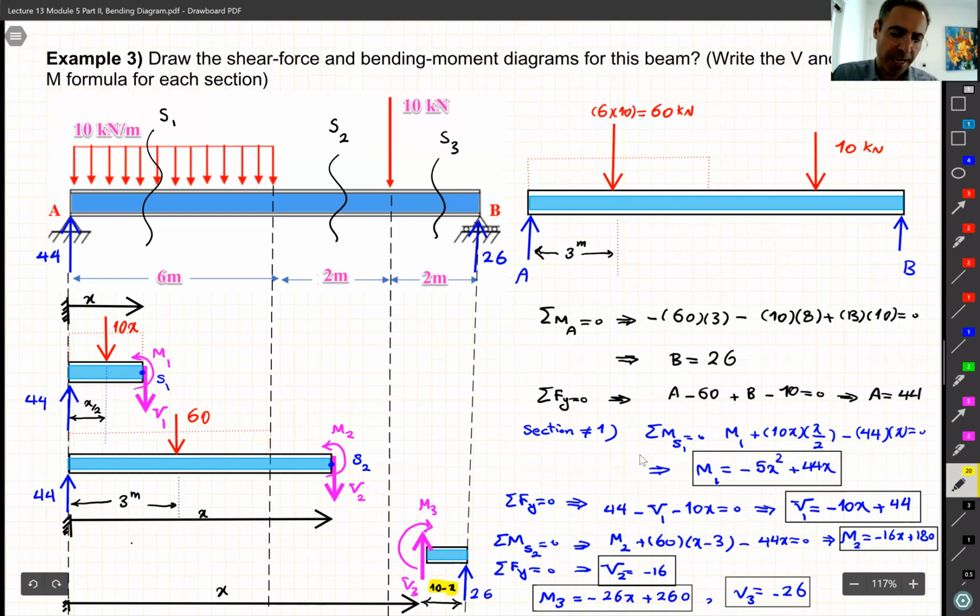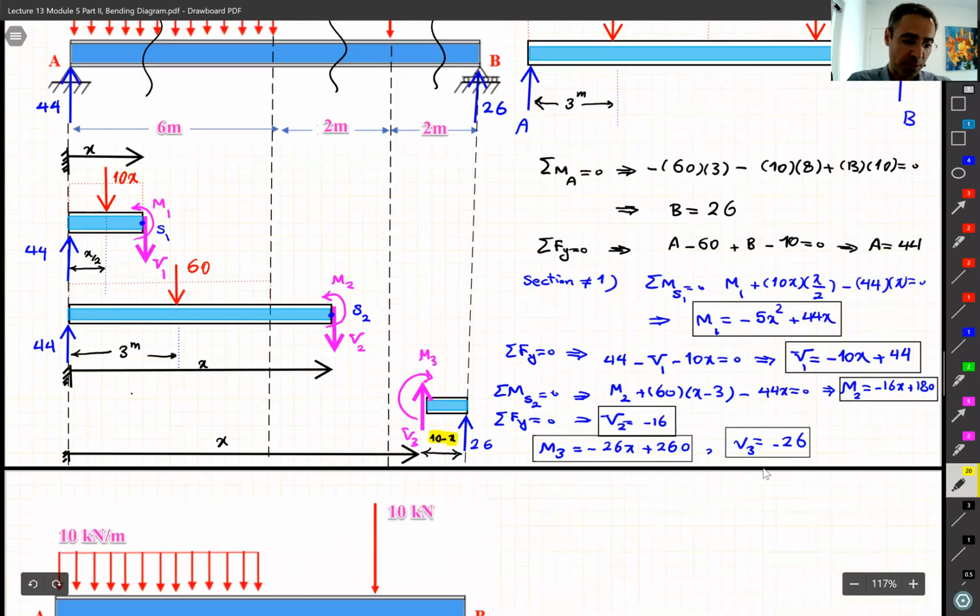So we found the V and M equations for this one. The only difference now between this equation and the previous one is that they are second order. Like M1 is a second order polynomial, so it's more like a curvature shape. Okay. Let's draw them because the question asks us to draw these equations. Okay, I'll go to the next page. But before I move forward, is there any question? No? We're good? Okay, let's then draw the diagrams for this one.